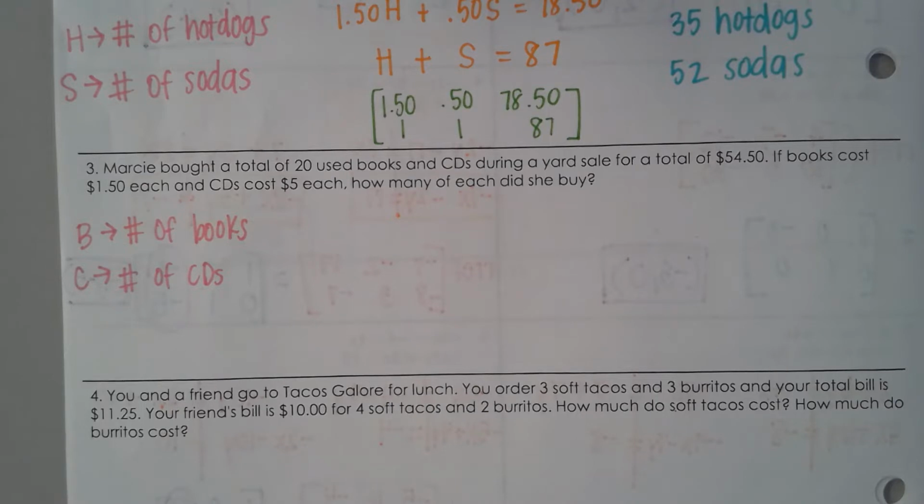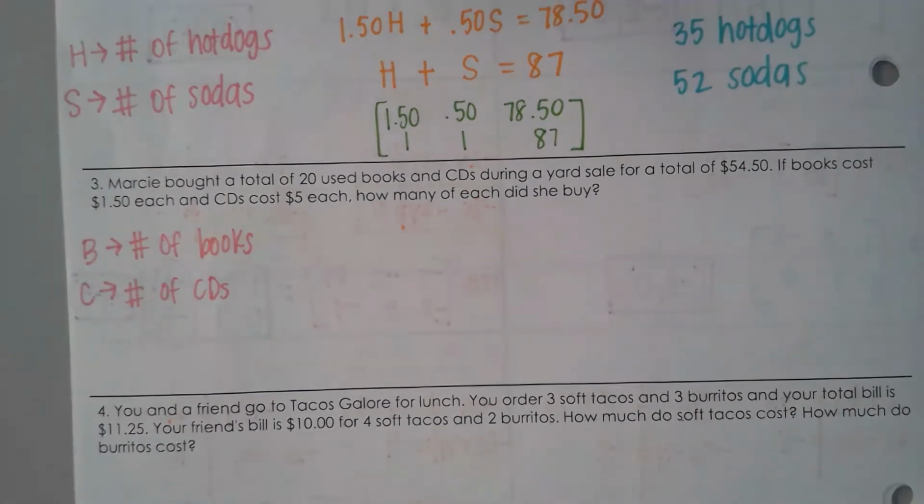Similar to number 2. 150 B. The 150 has to do with the cost. We're not working with cost yet. We're just doing the number of books and the number of CDs combined.